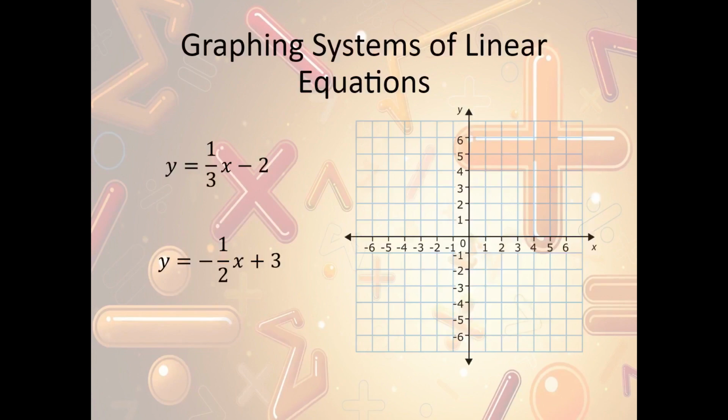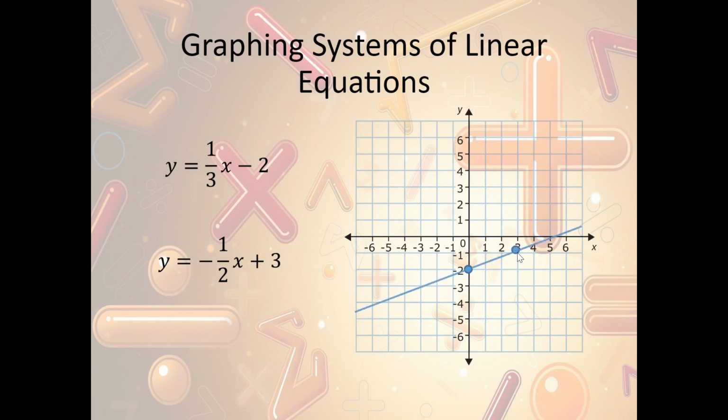Now let's take a look at how we can graph systems of linear equations. So all this really means is we're going to graph both of these lines at the same time. On the first one, we'll go ahead and graph this. We're going to plot our y-intercept, which is -2. So we're going to go down 2 and plot our point. And the slope is 1/3. So we're going to go up 1 to the right 3, plot our point, and connect the dots.